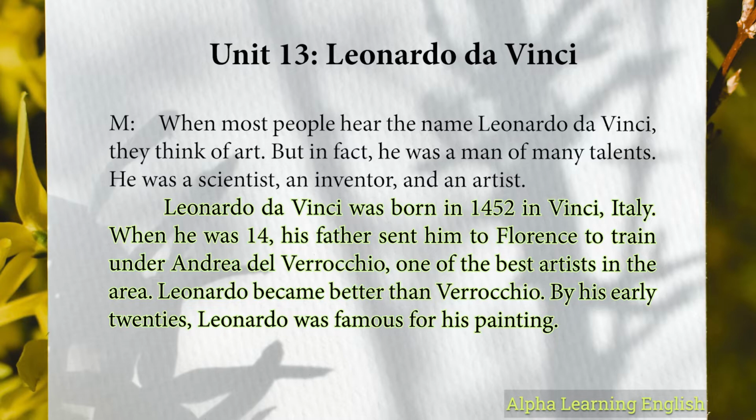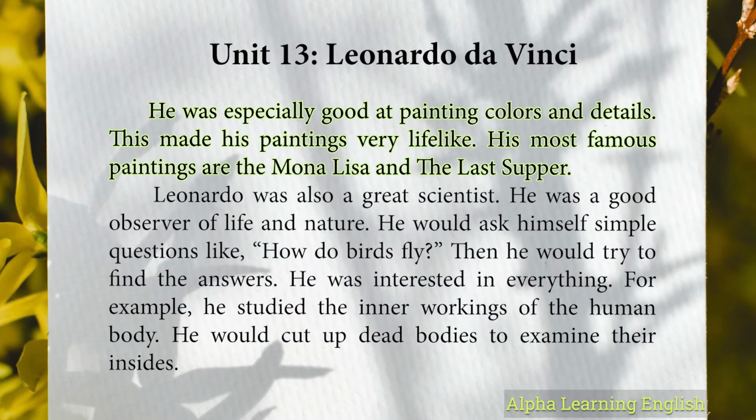By his early 20s, Leonardo was famous for his painting. He was especially good at painting colors and details. This made his paintings very lifelike. His most famous paintings are the Mona Lisa and the Last Supper. Leonardo was also a great scientist. He was a good observer of life and nature. He would ask himself simple questions like, how do birds fly? Then he would try to find the answers.